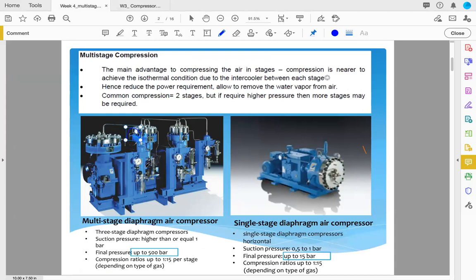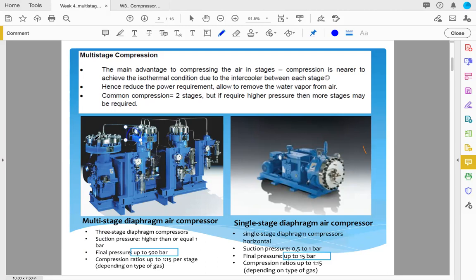The good thing about this is you can condense the vapor, the moisture, from the air from the first compression before sending it to the second stage. This reduces the risk of corrosion. The second advantage is that when you reduce the temperature, you also reduce the work in the compressor, and you can save a lot of energy. Besides, you are able to achieve much higher pressure compared to a single compressor.